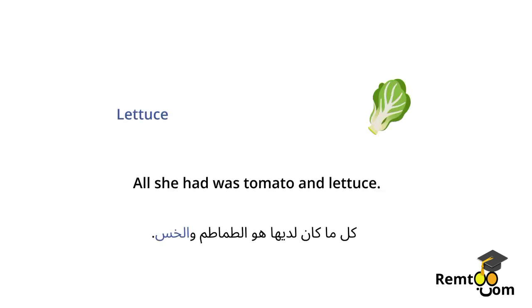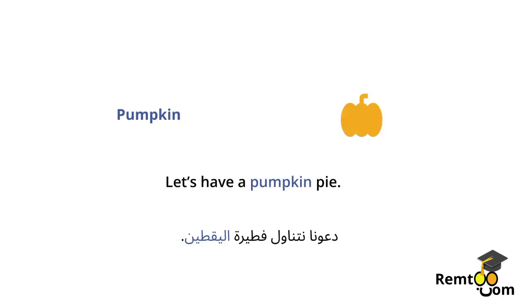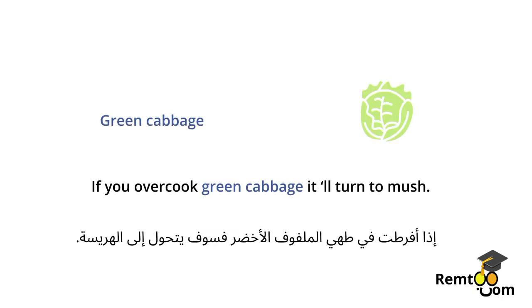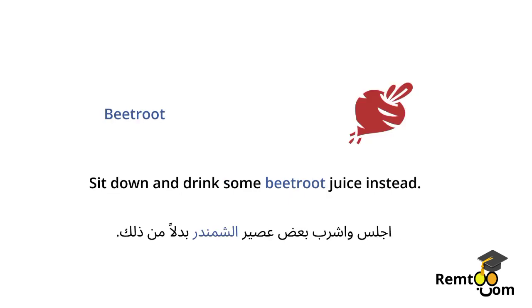Lettuce. Example, all she had was tomato and lettuce. Pumpkin. Example, let's have a pumpkin pie. Green cabbage. Example, if you overcook the cabbage, it'll turn to mush. Beetroot. Example, sit down and drink some beetroot juice instead.